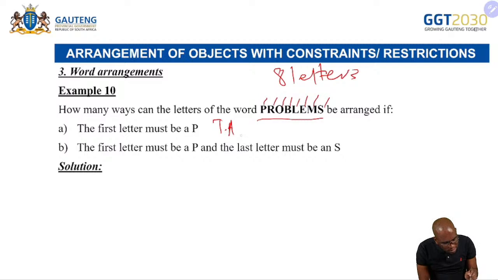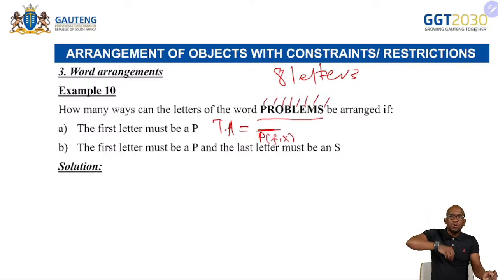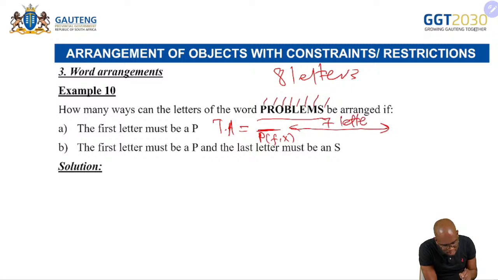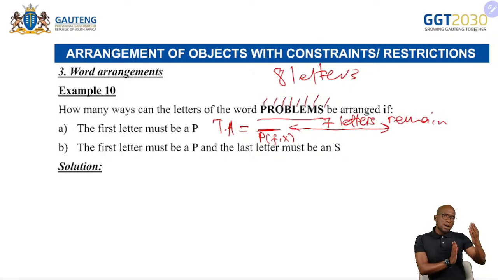If the first letter is a P, what are you doing to this P? You fix it in that position because it is specified. The position is specified. It must be the first letter. So you're going to fix it in that position. If you fix the letter P in that position, you are left with 7 letters. You cannot do anything with P. It should be in the first position. You can arrange the rest.